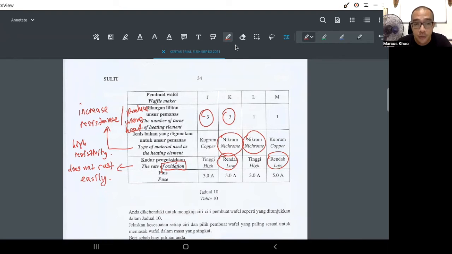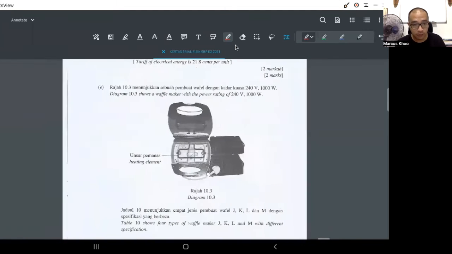Okay, the fuse, this is a very important thing. So how do you know which fuse is on? You cannot just say 3 or 5, you cannot say low or high, okay, because this is one of those cases where it's very specific lah. You need to know how much current is flowing in the waffle maker. And how do you know how much current is flowing in the waffle maker?